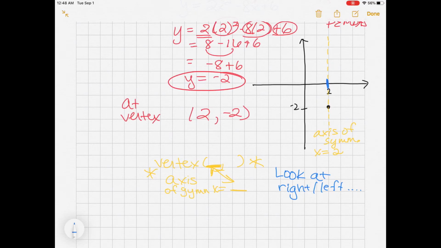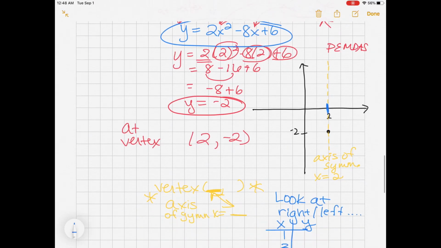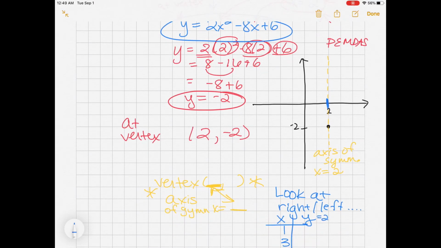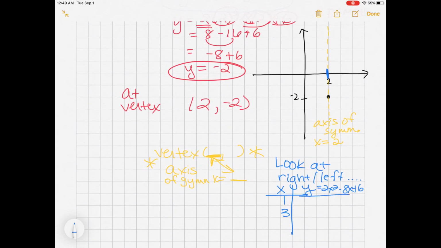So we know that if the x value for the vertex is at 2, the right and the left of that would be like a value like 1 and 3. So let's make a little graph here, and we're going to plug it back into our original equation, 2x squared minus 8x plus 6. So here we go. Let's just plug these values in for x.